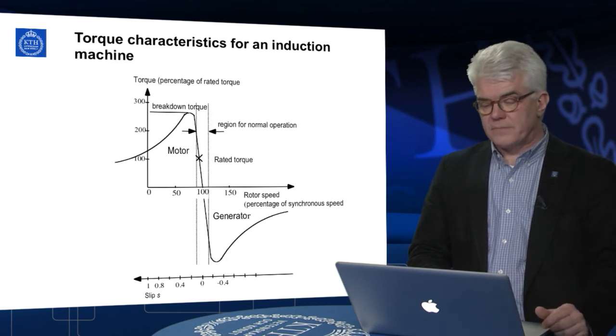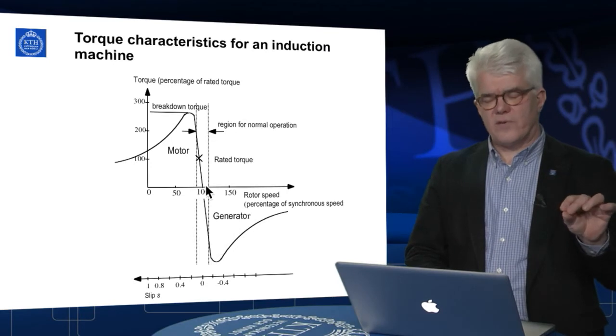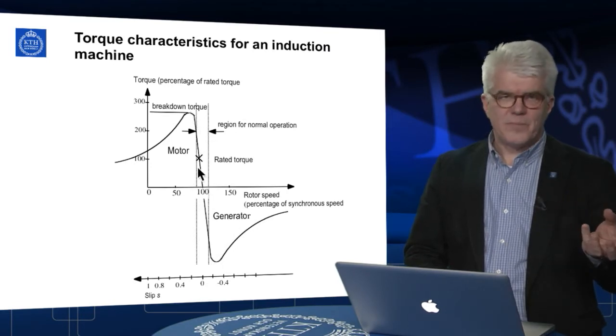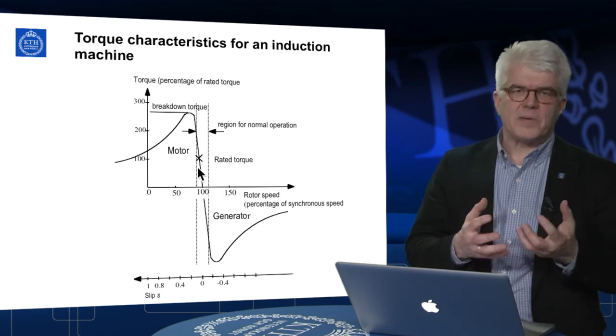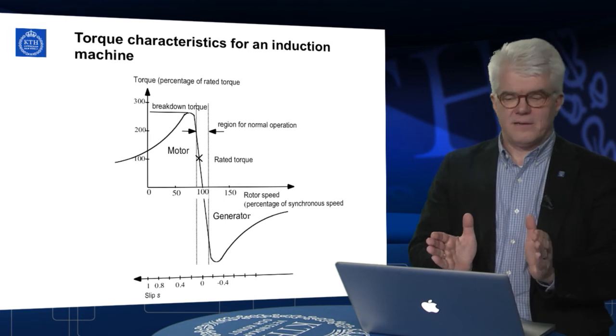And this curve for generator operation is a mirror of the one for motor operation. That is, this is the same kind of curve as that one. If you had added the stator resistance, it wouldn't have been perfectly symmetrical. That's why we sometimes take away the stator resistance when we try to describe the background to these equations.